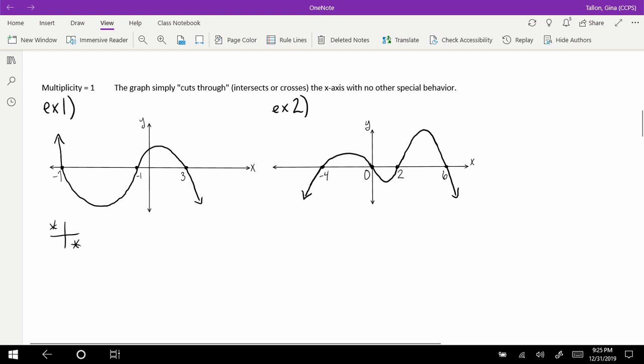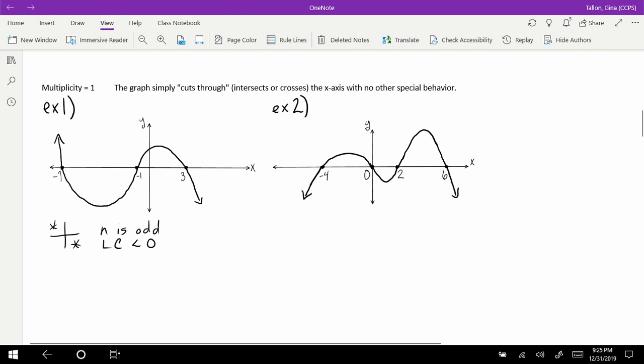Because my far end behaviors are opposites of each other, I definitely know that I have an odd degree polynomial function. So n has to be odd. I also know that when I have an odd degree polynomial function like y equals x cubed, that function typically starts low and ends high. The only way I'm going to start high and end low is if I have a vertical reflection or a negative leading coefficient. So I am going to write here that my leading coefficient has to be negative. Now this tells me a little something about my function.